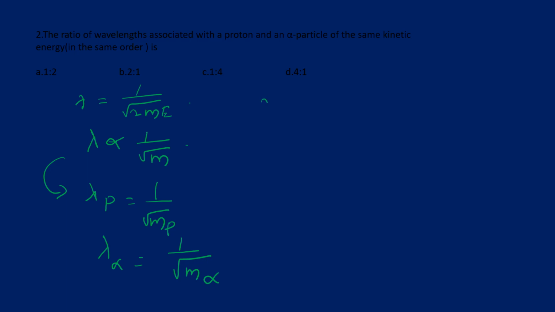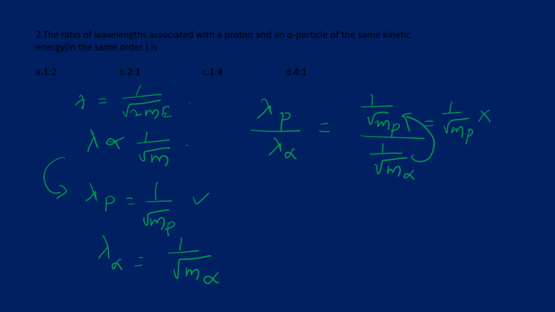So lambda of P divided by lambda of alpha, you can take the ratio of these two equations. It is 1 by square root of mass of proton divided by 1 by square root of mass of alpha. That is 1 by square root of mass of proton, and when these terms go to the numerator, we can write square root of m alpha divided by m p.